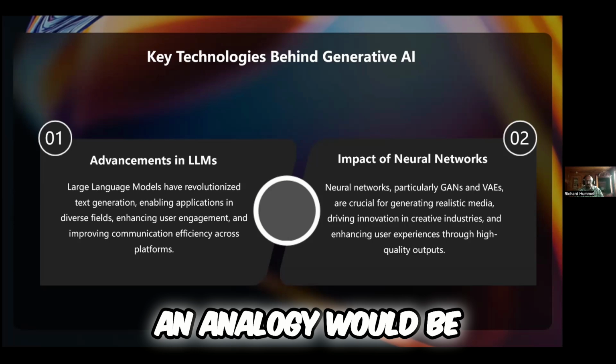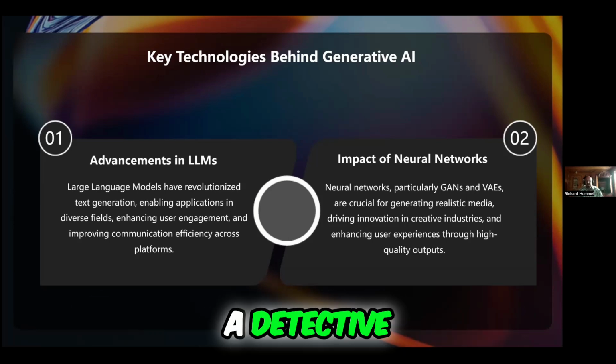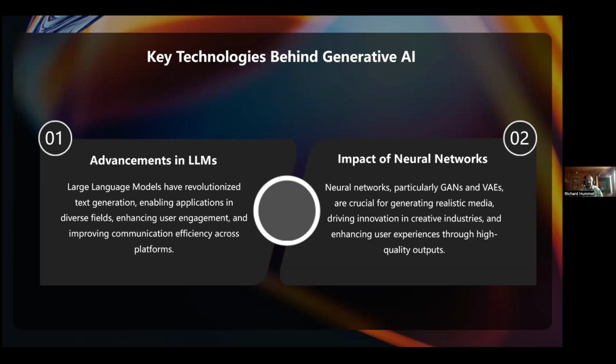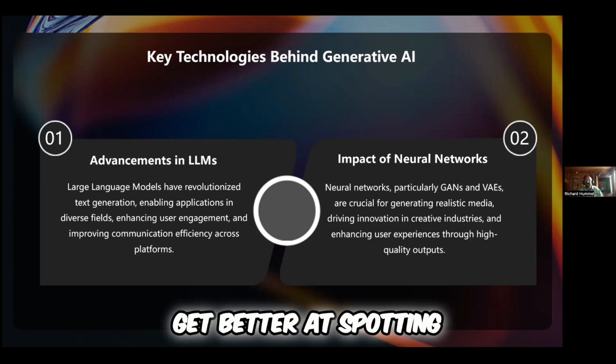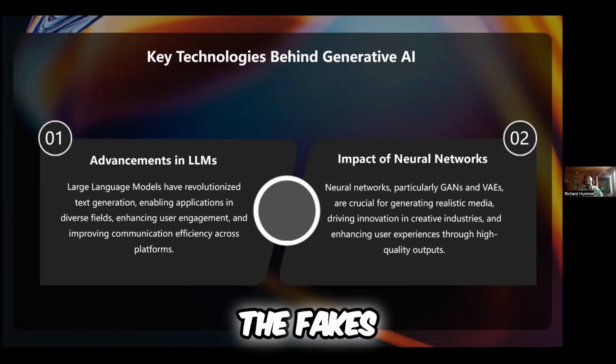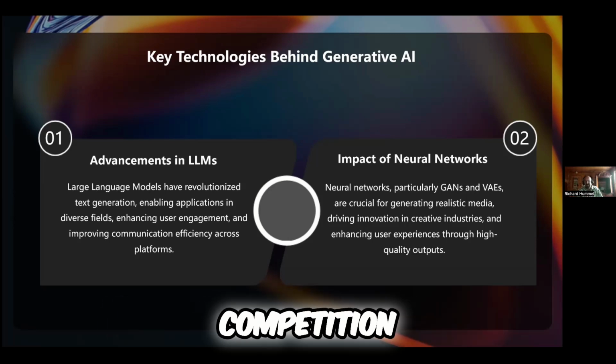So an analogy would be like a counterfeiter versus a detective. So the counterfeiter makes better fake money. The detective has to get better at spotting the fakes, and they improve each other through the competition.